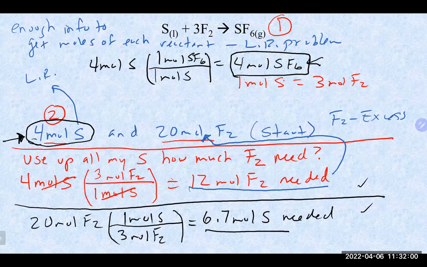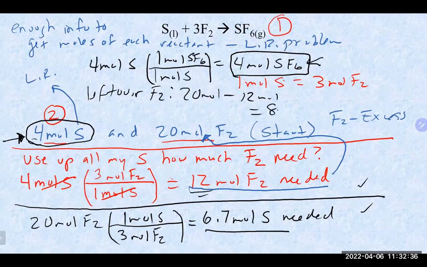Now, we talked about earlier that a very common question is how much excess reagent would be left over. From my calculation, I could actually figure that out as well. I already figured out that I needed 12 moles of my F2, and I'm starting with 20 moles of it. How much F2 would be left over in moles? It would be how much I started with, which was 20, minus how much I needed, which was 12, which tells me I got 8 moles of F2 left over in this reaction.